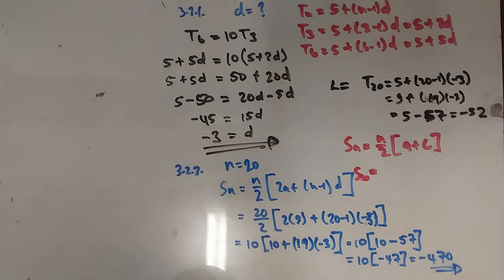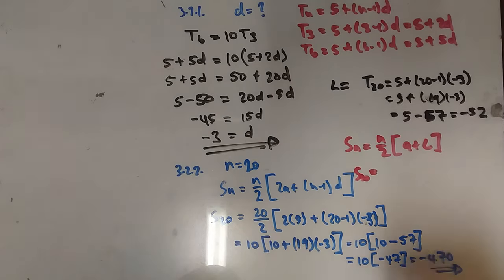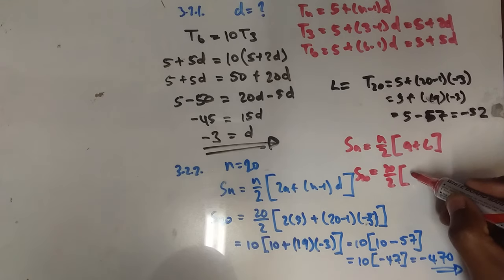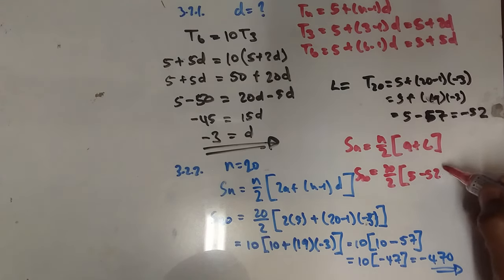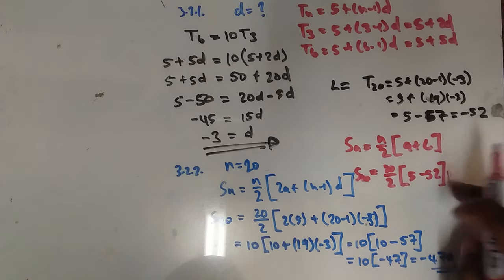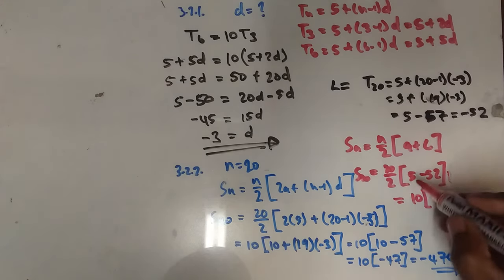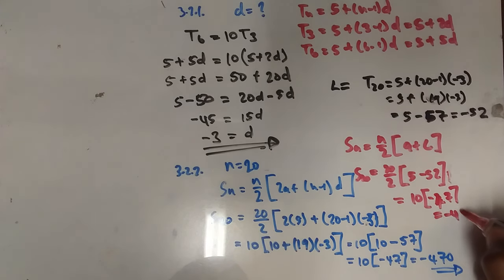Even here I didn't write it. I'm sorry about that, guys. It's S20. So S20 is given by 20 divided by 2, and then the value of a is 5, and the value of l is negative 52. Let me write it here. 20 divided by 2 is 10, and then 5 minus 52 is negative 47, which gives us the very same solution, negative 470.